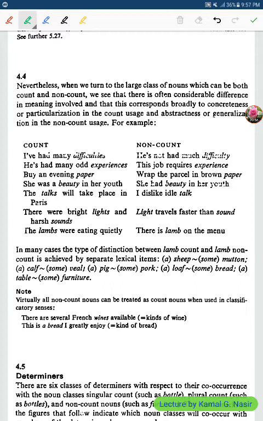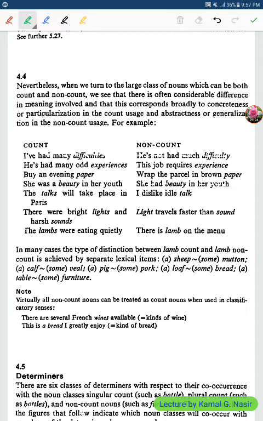The lambs were eaten quietly. Here the lambs is plural countable. There is lamb on the menu. Here lamb is non-countable. For these nouns, this is very important, these nouns can be countable and can be non-countable.